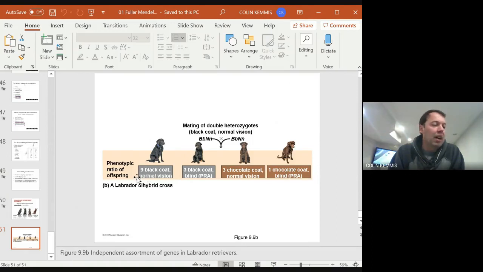You want to write this down: 9 to 3 to 3 to 1. When both parents are heterozygous for both traits in a dihybrid cross, you're going to find this typical ratio in the F1. We'll talk more about that in the dihybrids, but here's a simple dihybrid cross for you with the labs. All right, well, what else do you need to do today?